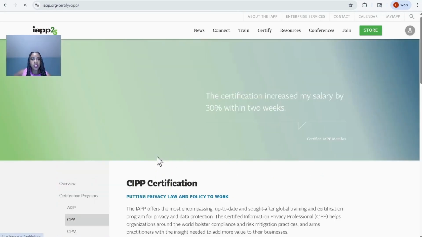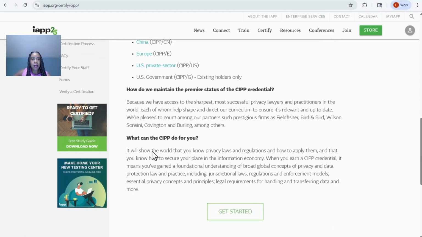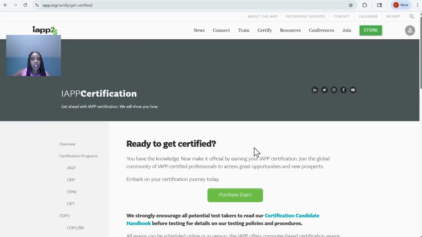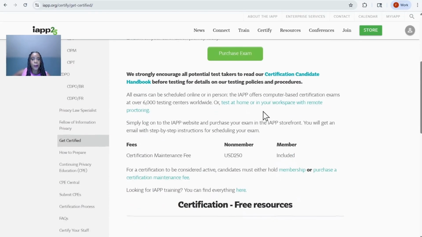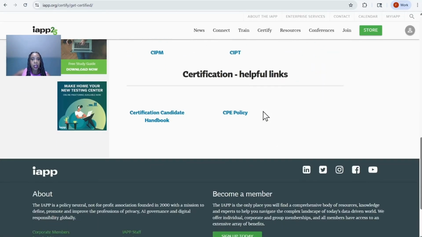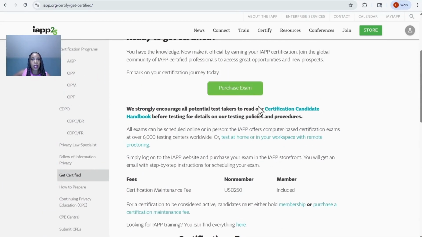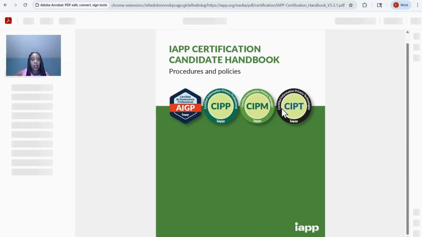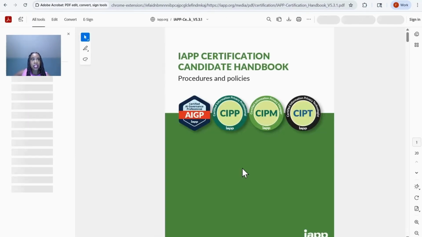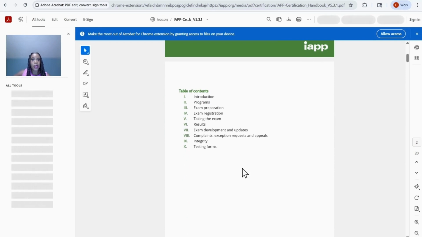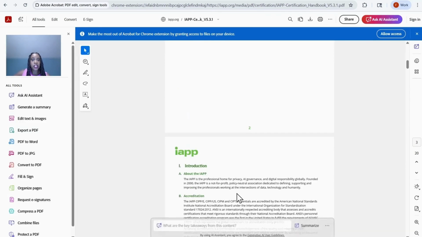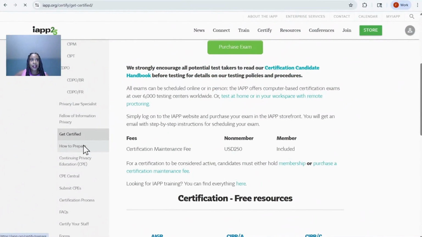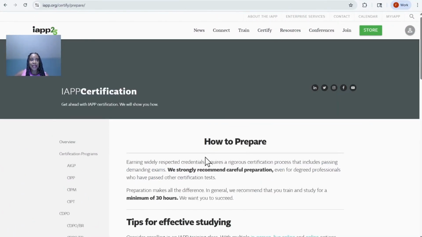So we're going to go to the CIPP section, and at a minimum, it talks about spending, I think it's between 30 to 60 hours. I'm just trying to check what they've put here. So I'm going to go to the Certification Candidate Handbook before testing. So there's actually a recommendation from IAPP on how long you should spend in terms of exam preparation. We're just going to go down to that. Okay, this is what I was looking for.